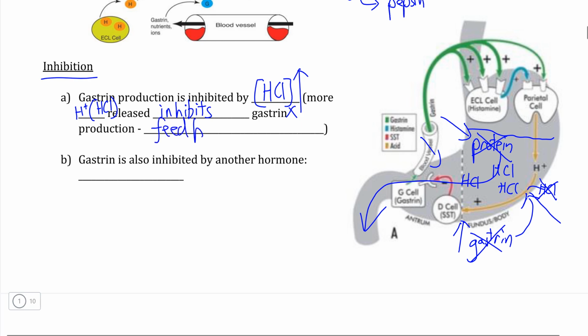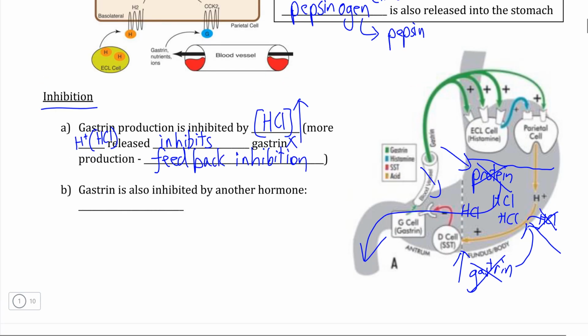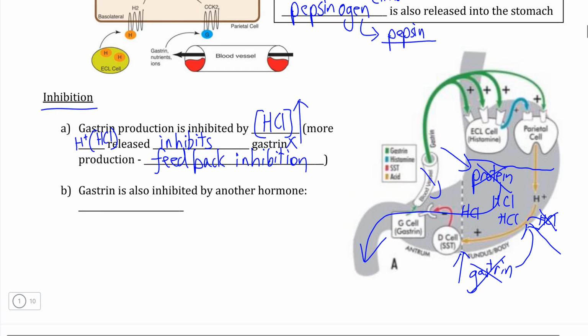So what we have here is yet another example of feedback inhibition, which we also saw is a way to inhibit the activity of pepsin itself, because the more protein that is digested, the more amino acids will be floating around, and the more likely those amino acids can shut off pepsin and prevent it from digesting the walls of the stomach.